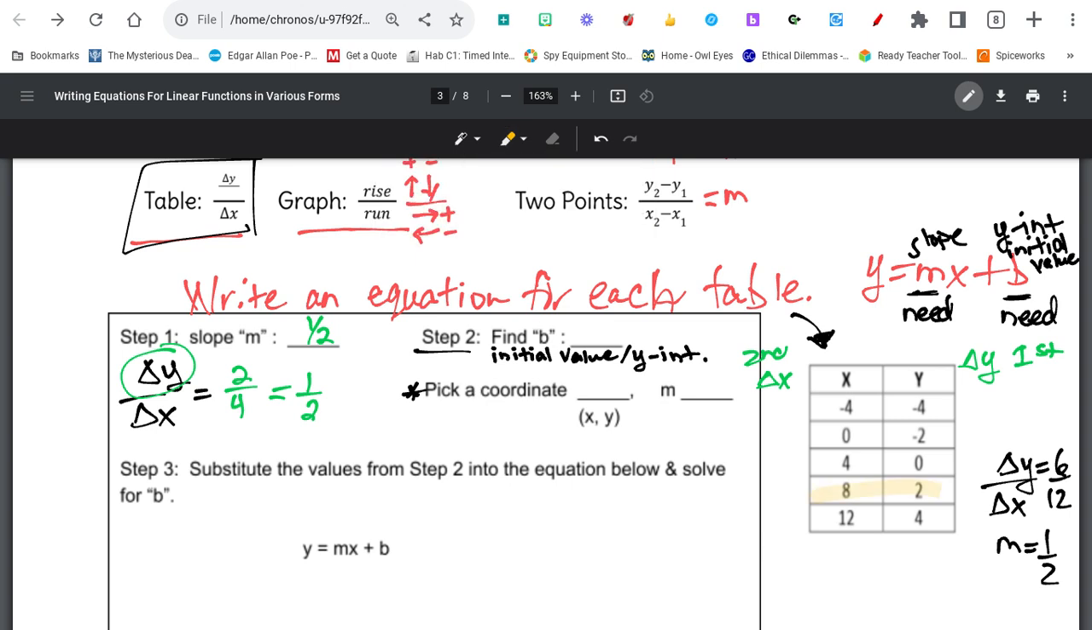All right, I'm going to pick 8, 2. So I'm going to write down 8, 2. Your ordered pair consists of an x and a y. Your x is 8 and your y is 2. And then m is your slope. Well, we got our slope from step 1, so our slope is 1/2.